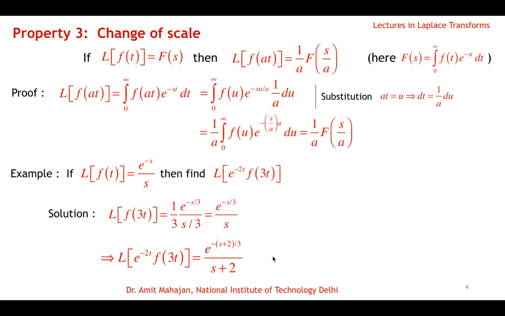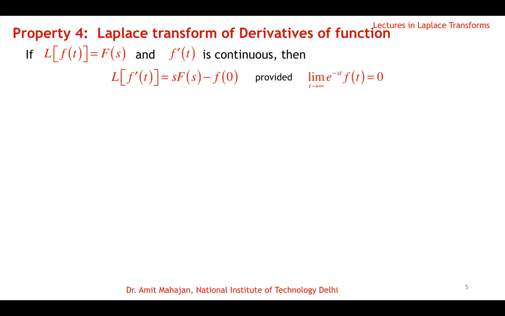Okay, fourth property is the Laplace transform of the derivatives of function. Okay, so if you know the Laplace of f(t) as F(s), and the first derivative of function is continuous, then the Laplace of the derivative function is sF(s) minus f(0). Here this F(s) means Laplace of f(t), and this f(0) is function value at 0. Okay, so f value at t equals 0, provided that limit t tends to infinity, e raised to power minus st f(t) is 0.